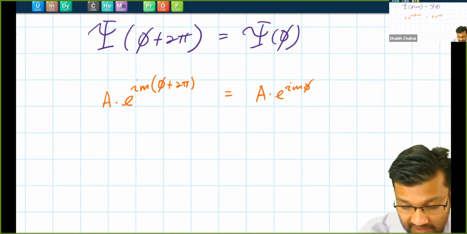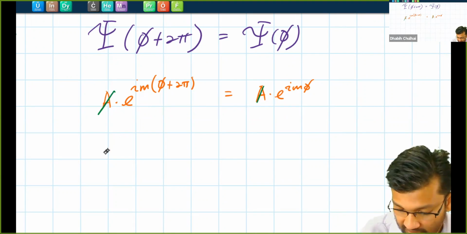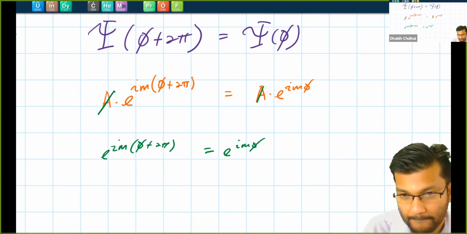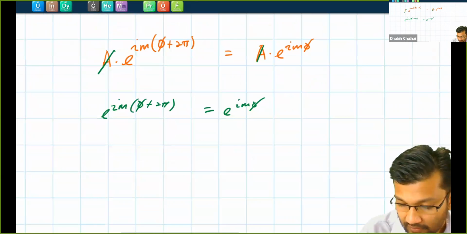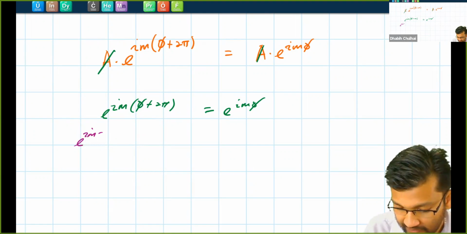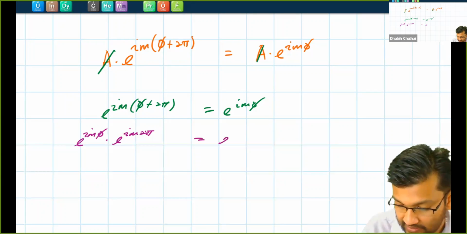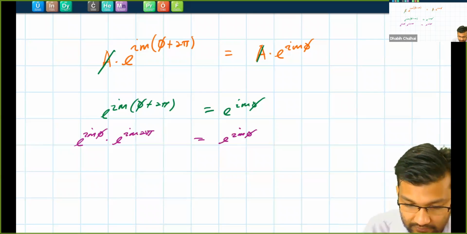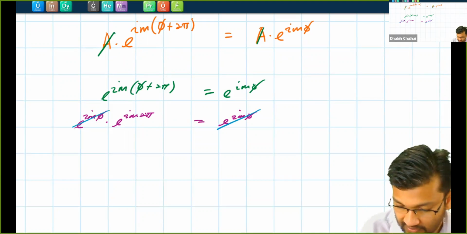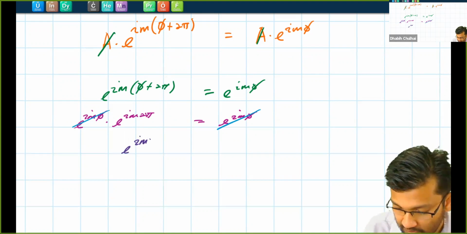In the way that we've set up this equation, A can cancel out and we can focus on e to the i m (phi plus 2 pi) is equal to e to the i m phi. When you have an exponent that's added up like this, you can separate it into a product of exponents. So this will be e to the i m phi times e to the i m 2 pi, and on this side, it's e to the i m phi. And again, you can see that this will cancel out with this. So we have e to the i m 2 pi is equal to 1.